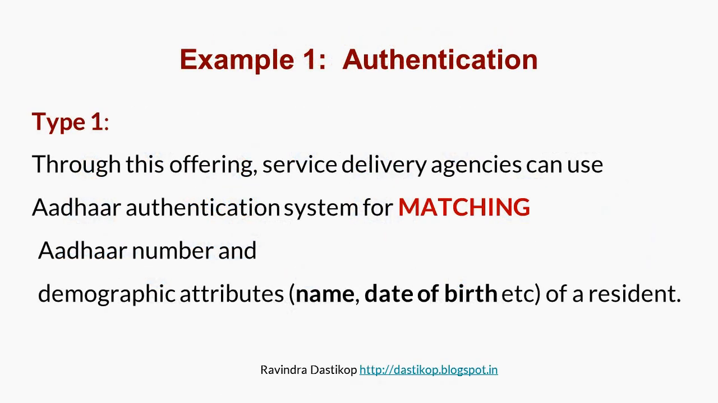Let us consider an example in which Aadhaar authentication is done. The first type of Aadhaar authentication is very simple. Through this offering, service delivery agencies can use the Aadhaar authentication system for matching the Aadhaar number and demographic attributes such as name, date of birth, etc. of a resident. For example, if there is an admission happening in an institution, it is possible that the institution will use the Aadhaar card of an incoming student to verify details belonging to him.